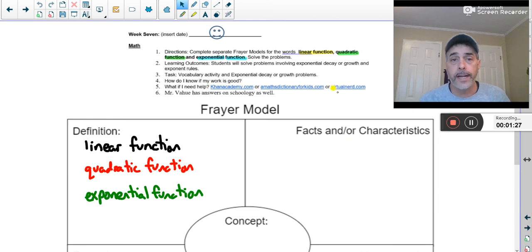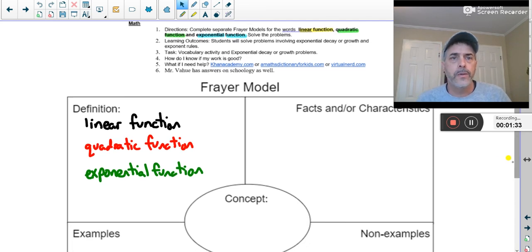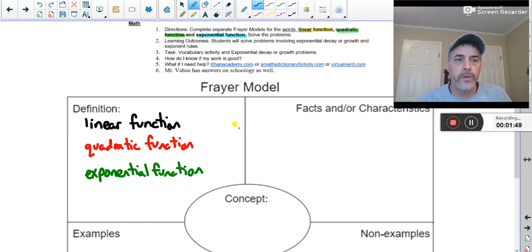This is called the Freyer model, and we've never used it in class before, but Cincinnati Public Schools wanted us to use this. So it says complete separate Freyer models for the words linear function, quadratic function, and exponential function. You can see that I wrote those words here, and you're supposed to give me some facts or characteristics. On the first video, I didn't give you any, but on this video, I'm just going to do some characteristics.